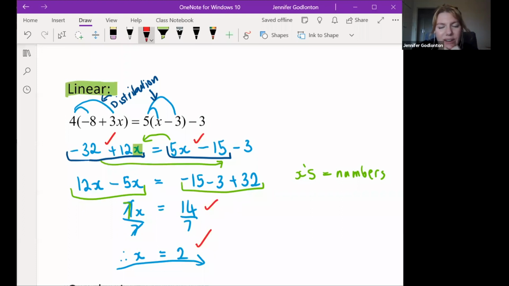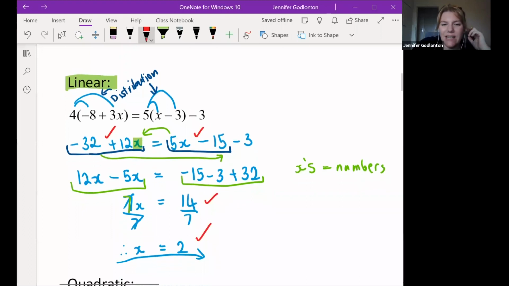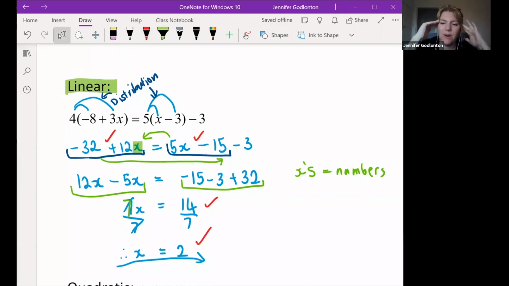Awesome. Okay. So when we have a linear equation, we need to just keep on remembering we want x's on one side and we want numbers on the other side. If you want to take a screenshot, please feel free, because I'm going to move down to quadratics. And if you have any questions about what you're currently seeing, please feel free to ask. You can either put it in the chat or you can pop your hand up and we can talk.